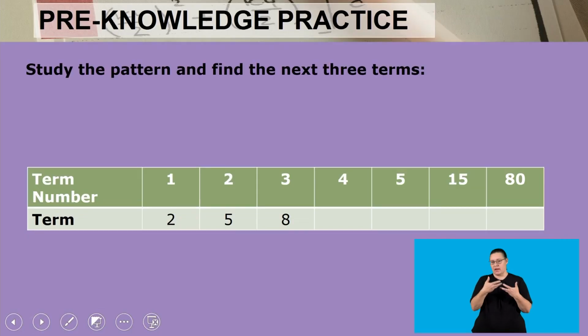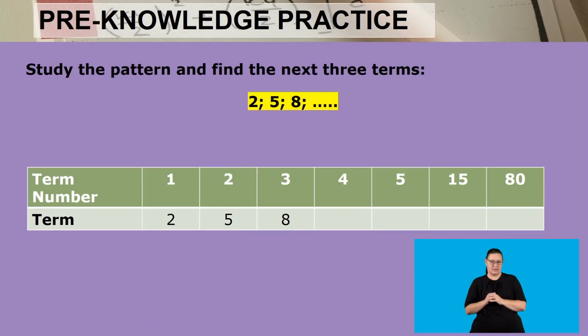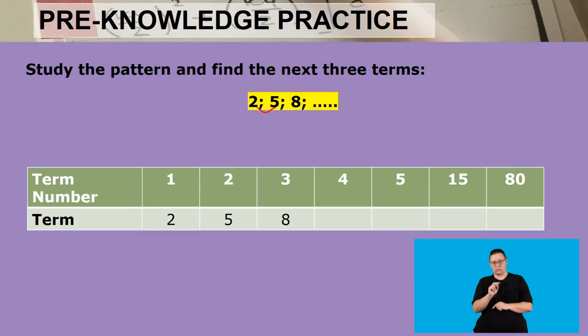So here we are given a pattern. This pattern is 2, 5, and 8. And we are told, study the pattern and find the next 3 terms. Now, do you remember how to find the next 3 terms? Well, firstly, we must see what the rule is, or how we move from the first term to the second term and the second term to the third term. So remember, this is the first term, this is the second term, and this, of course, is the third term.